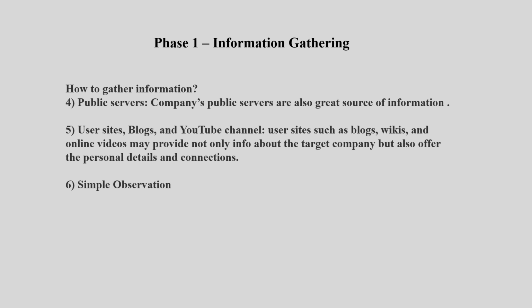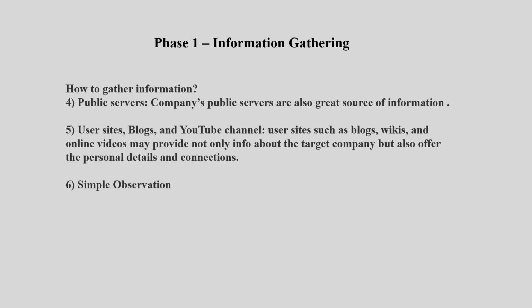Fifth is user sites, blogs, and YouTube channels. User sites such as blogs, wikis, and online videos may provide not only information about the target company but also personal details and connections. Nowadays, people are making vlogs and showing their whole day, like what they are eating, what they are doing, when they are going shopping. They are just showcasing each and everything about their life on their vlog.